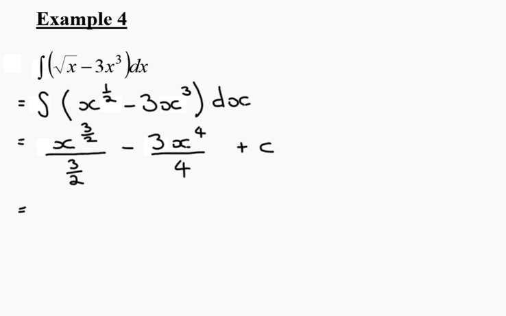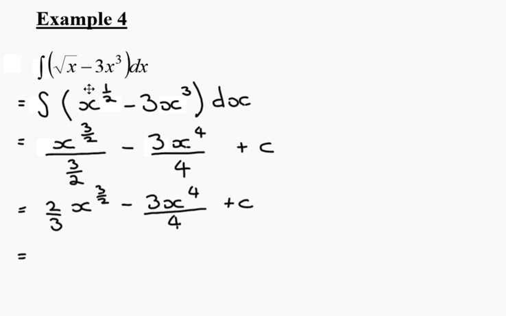Alright, so let's make this first one look a little bit prettier. If we divide by 3 over 2, tip and times says it's the same as timesing by 2 over 3. So that's how we get 2 over 3 x to the power of 3 over 2 minus 3x to the power of 4 over 4 plus our constant of integration.